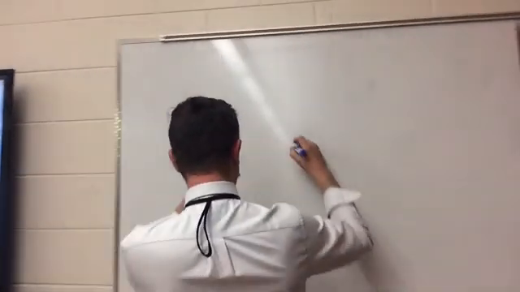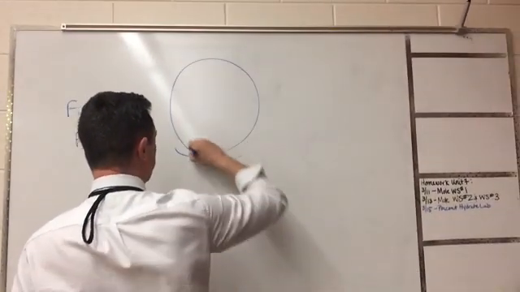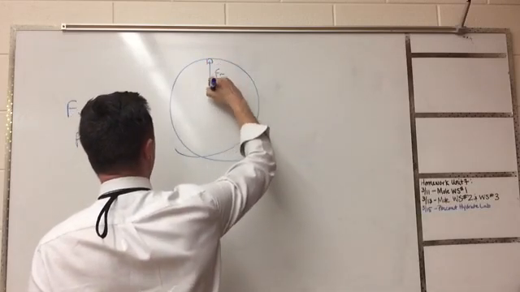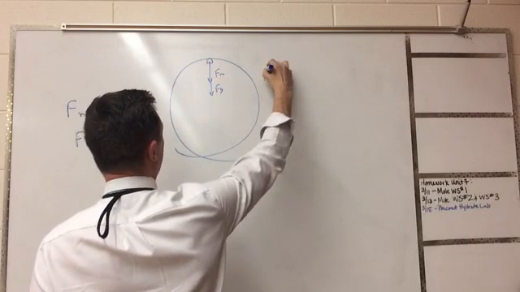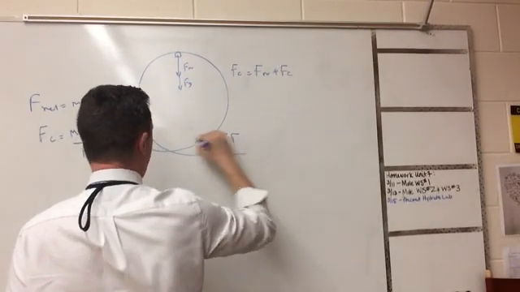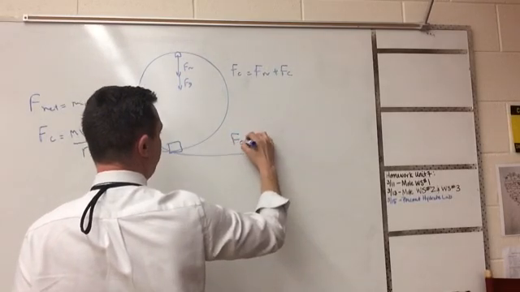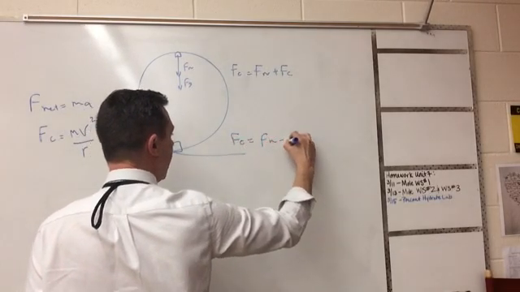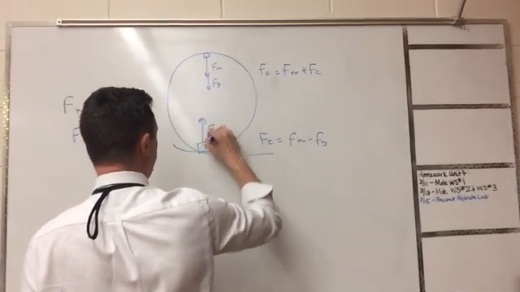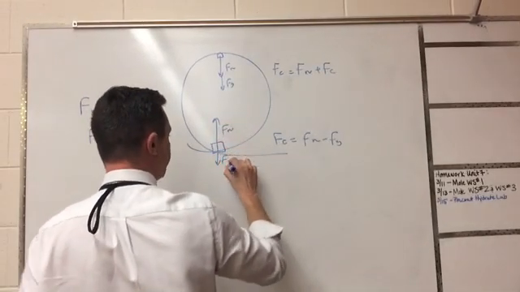Okay? So you can see that as you move, you're going to go around. At the top, you have the normal force going down and Fg going down. So in this case, we would do normal force plus Fg, and at the bottom, we've got Fc is equal to Fn minus Fg, because they are going different directions, okay?